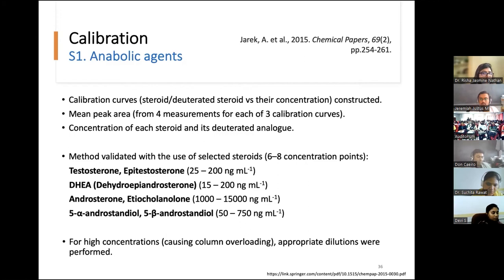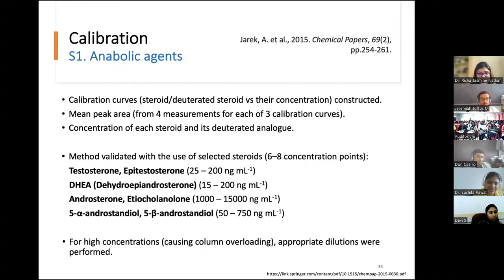Okay, the concentration of each steroid and its deuterated analog is measured and reported. Now, method validation was done using 6 to 8 concentration points for each calibration curve. And what they have used is testosterone, epitestosterone, dehydroepiandrosterone, which is also called DHEA, androsterone, etiocholanolone, and androstenediol. So these, I don't want you to get too worried about what these names are.